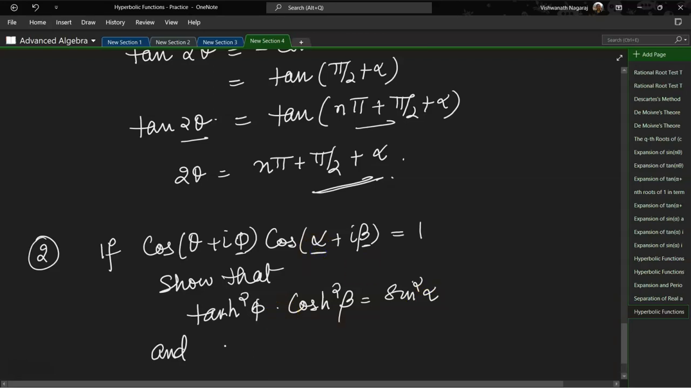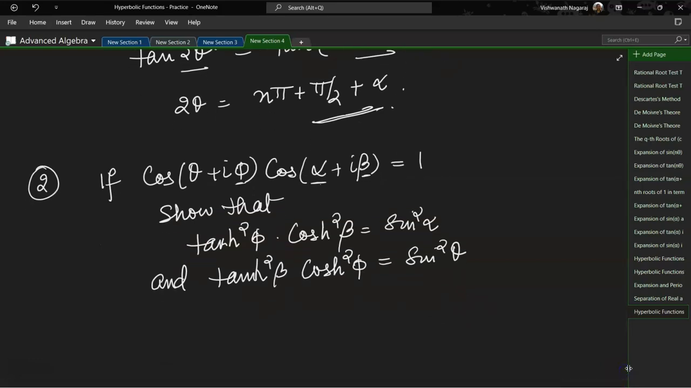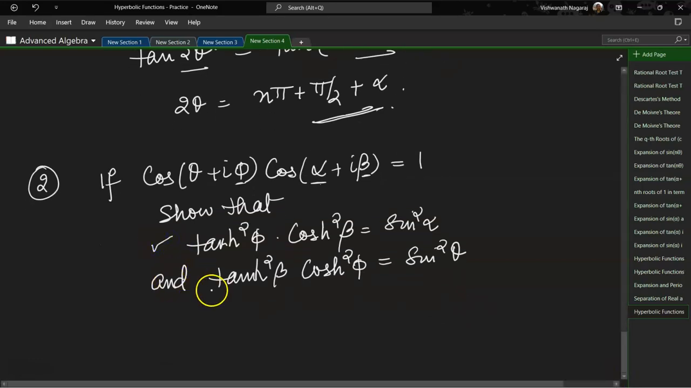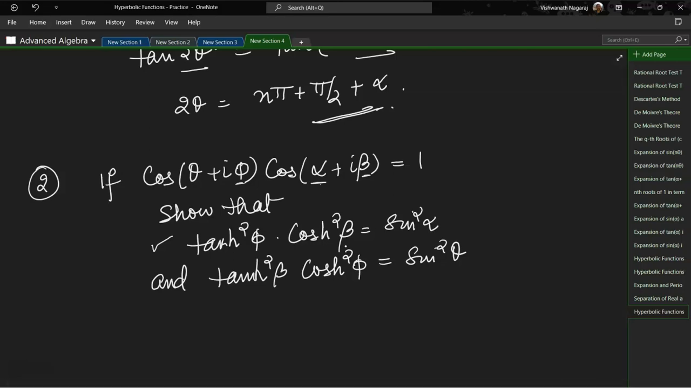Okay, so if we shuffle it around and we take hyperbolic tan square beta and hyperbolic cos square of phi, this would be equal to sine square, instead of this alpha, it will be theta. Okay. So if we can prove this, then proving that is just a question of using a different set of angles, but the procedure remains the same. Okay, so let's see how we can proceed.